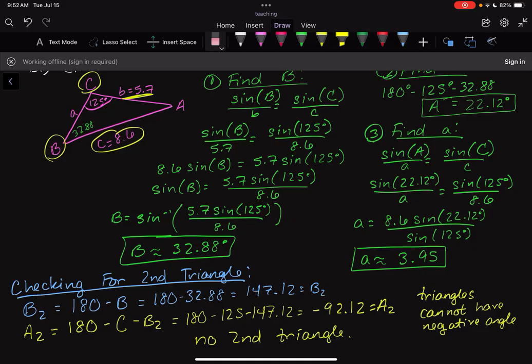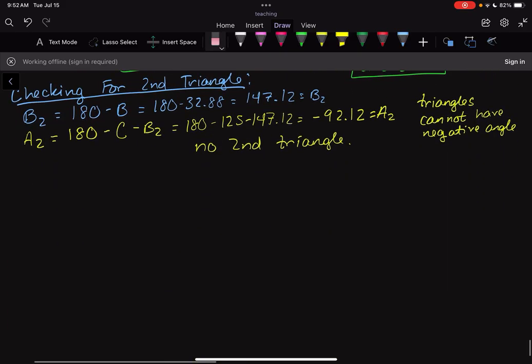So for my next problem, I'm going to show you what it does look like if you can have a second triangle. So this will be our last one for this video. So this says given B is equal to 56.3, A is equal to 8.3, and then B is equal to 7.6, and we're just solving the triangle.